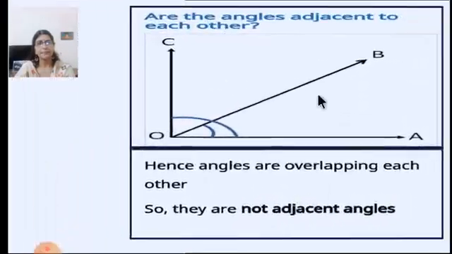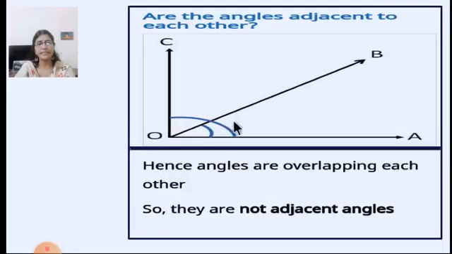Now the next example. Are the angles adjacent to each other? Here you can see one angle given, angle AOC, and another angle, angle AOB. Here again they are not adjacent to each other. You can see the angles are overlapping each other. Angle AOB is overlapping on angle AOC. So they are not adjacent angles.